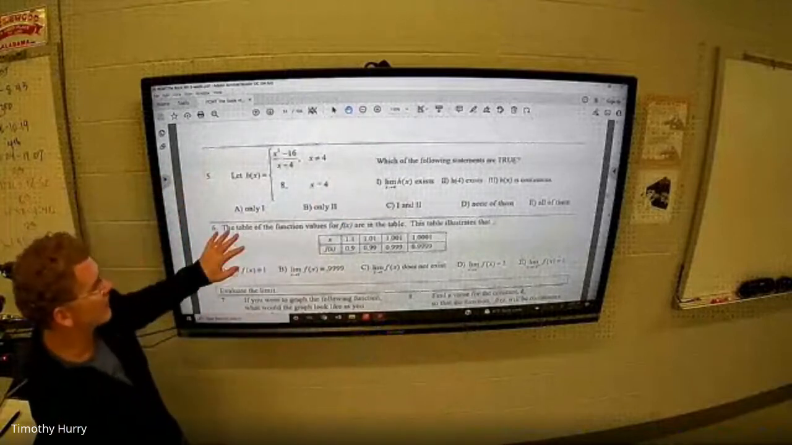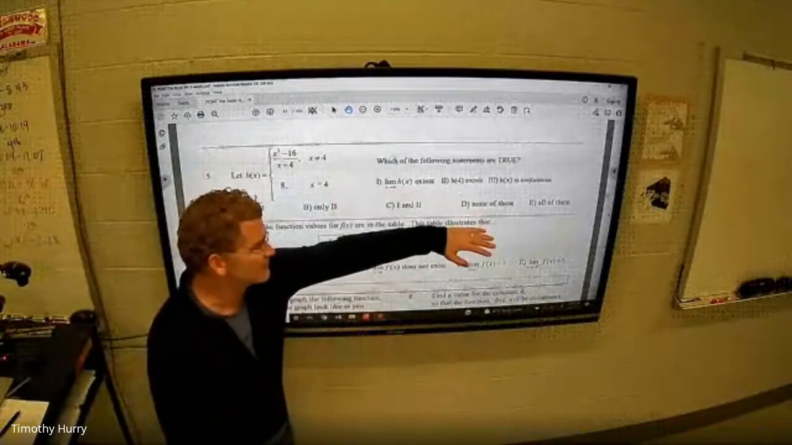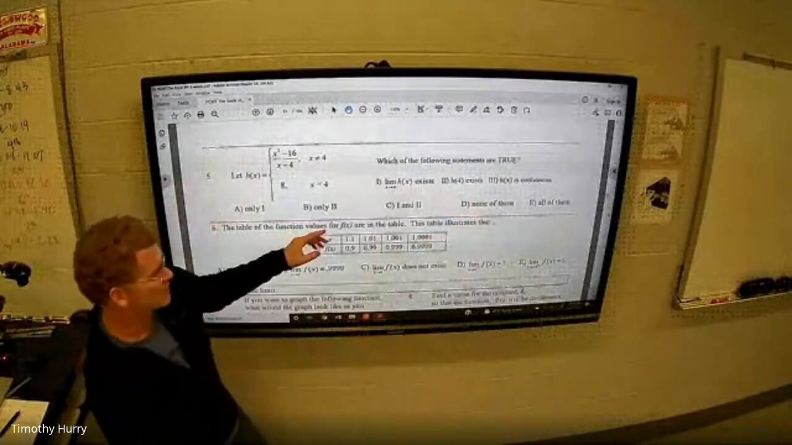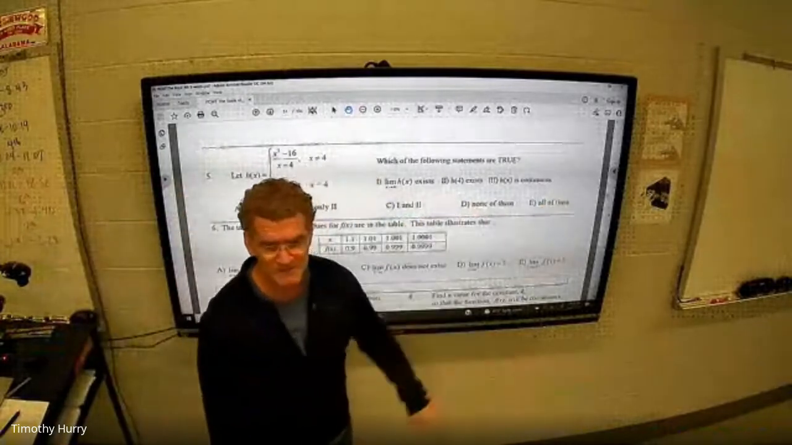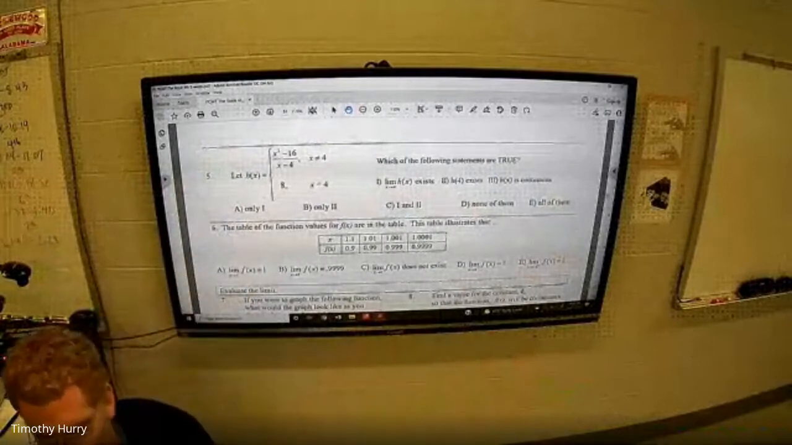They go, which of the following are true? And they give you 3 statements, and they go, is it just this, or is it only that, or is it this and this, or none of them, or all of them? They love to do that. It's going to happen at least 3 or 4 times on your AP test.